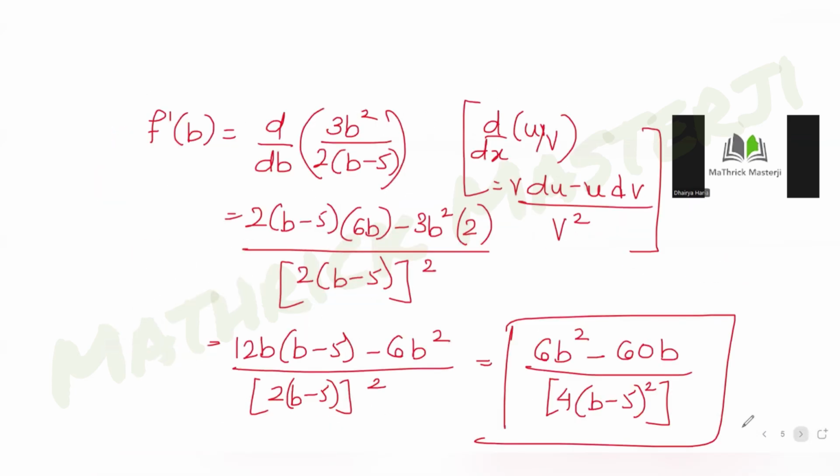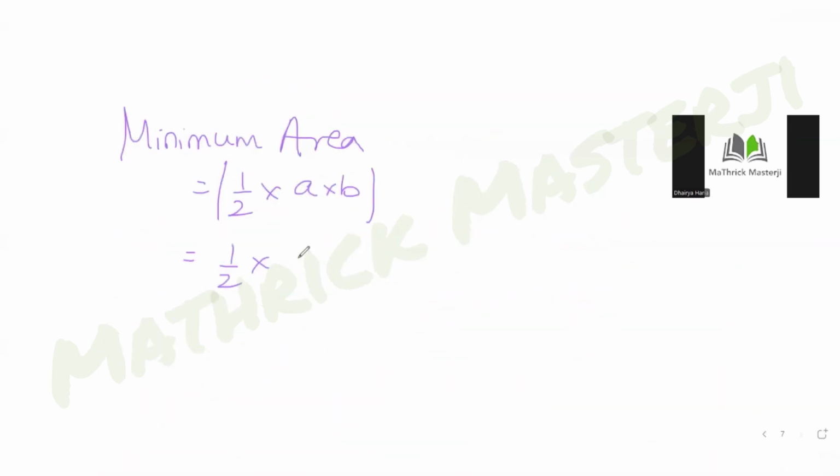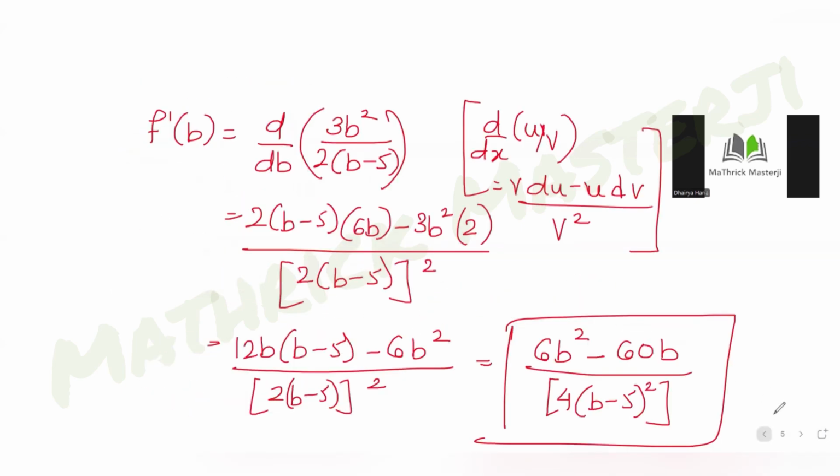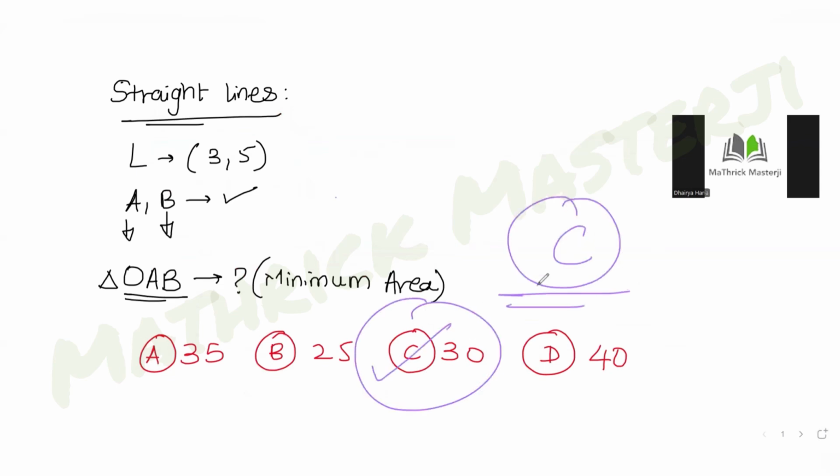Now you want to find the minimum area of the triangle. Let's do that. The minimum area of the triangle for this expression is half times a times b. That gives you half times 6 times 10. If I cancel out, I get 10 times 3, which is 30. So the minimum area of the triangle for this question is 30. And if I see the answer choices that match with the question, it is option C. So C becomes the correct answer for the question that is given to us here.